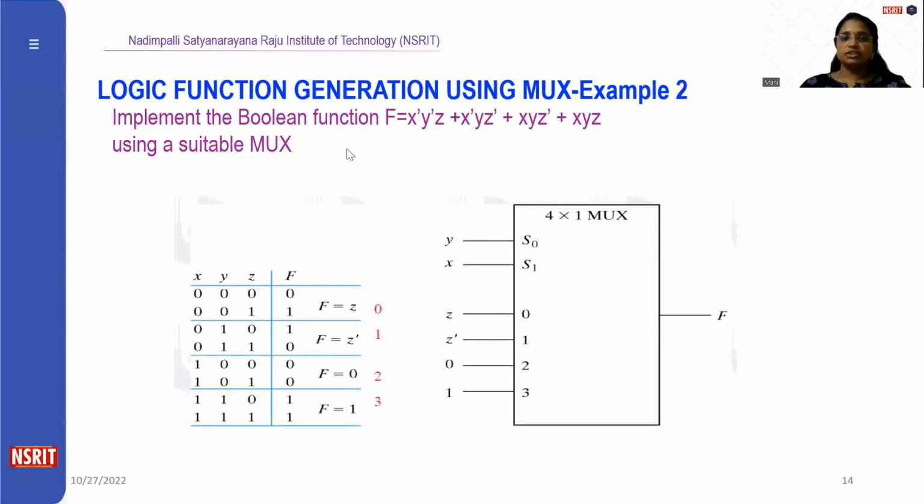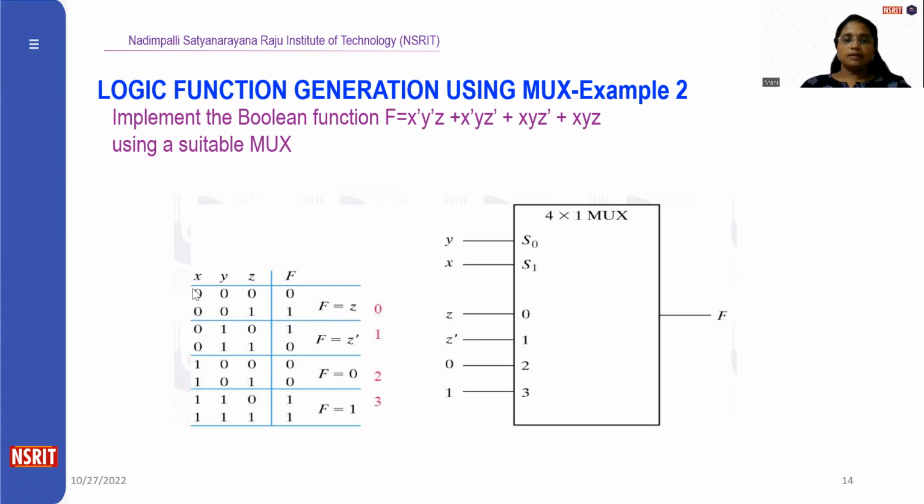So this is also another example. This is a Boolean function f equals x bar y bar z plus x bar y z bar plus x y z bar plus x y z. So here, see here, for 0, 0, 0 it is having a 1. By observing this truth table, we can realize it in a multiplexer. See here.